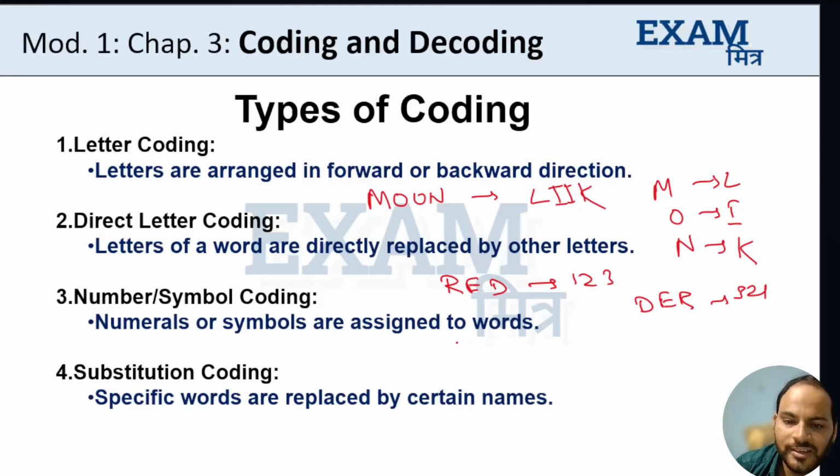Symbols you can also see. FAT. This FAT is coded as at the rate, dollar, and hashtag. Then what shall we code?